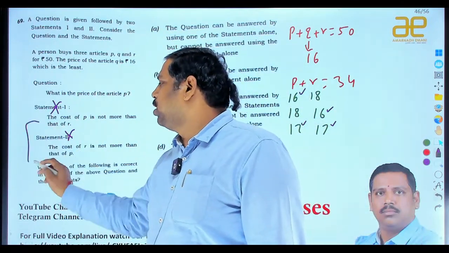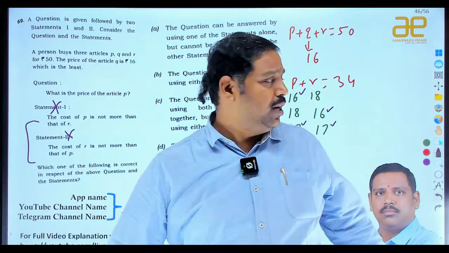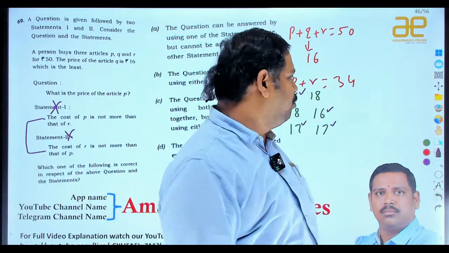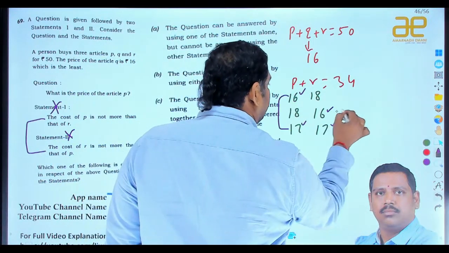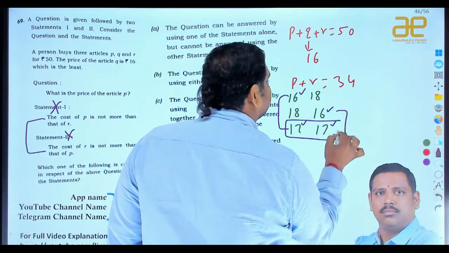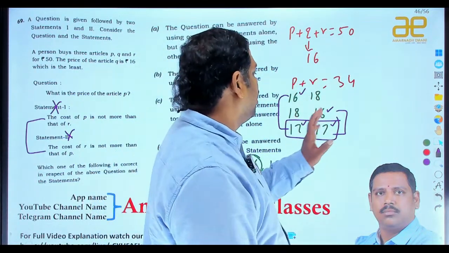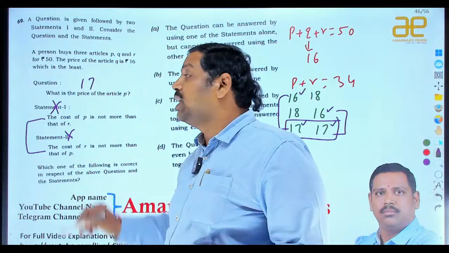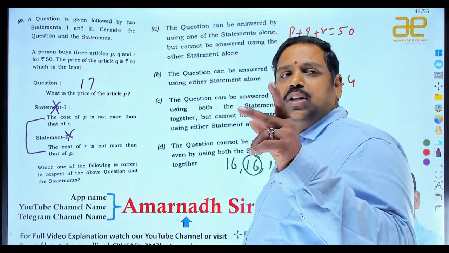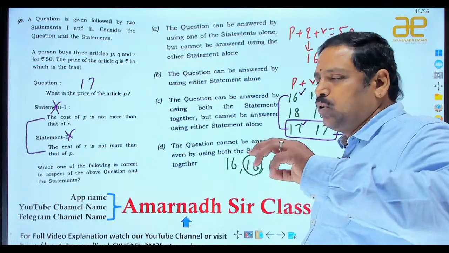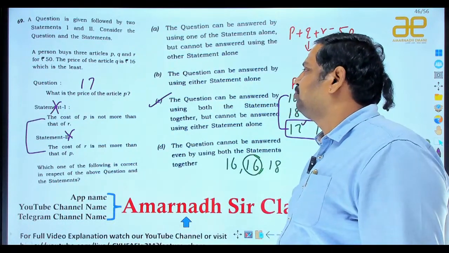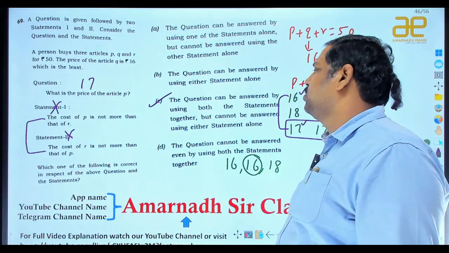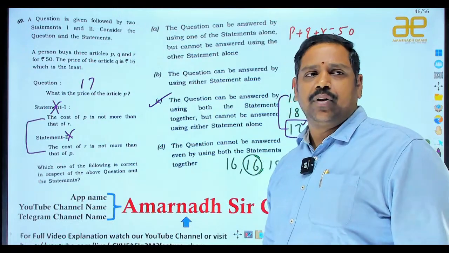If individually I am unable, go with them together. If I go for together, then what happens here? For the first one, these two, for the second one, these two, both acceptable means this is the one. So P and Q are both 17. So what is the price of P? 17. You got a unique answer when you took both statements together. So the question can be answered by using both the statements together, but cannot be answered using either statement alone. That's the next beautiful question.